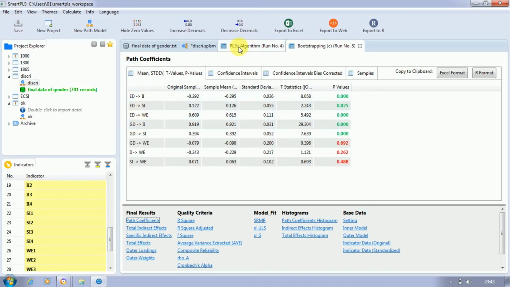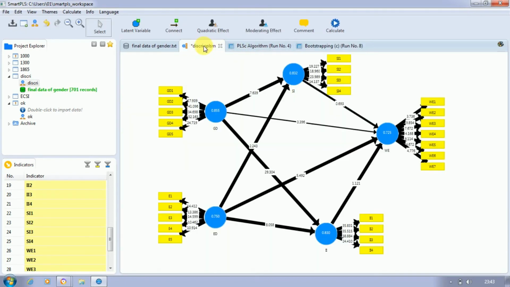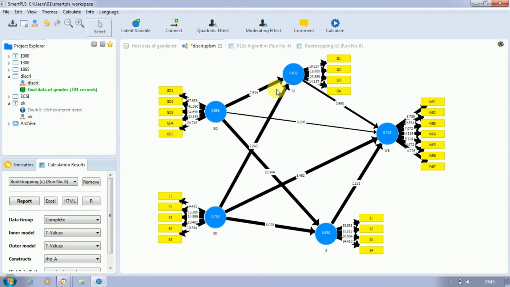Here you can see the same result, and you can see that the GD to II effect is significant, that is more than 1.96, but this effect is not carried forward to the WE. It means the effect of GD is not carried forward. SI is not carrying forward, and there is no mediation effect for SI and II, both in the case of GD and ED. So we have decided that there is no mediation effect in our model.